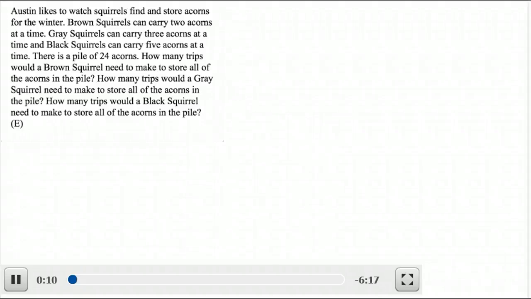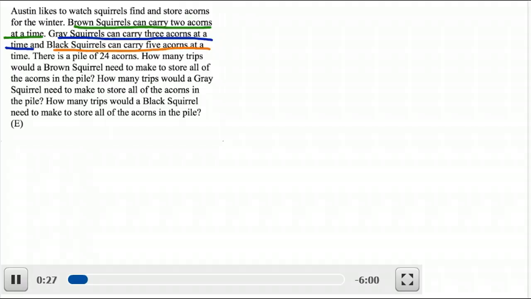Problem says Austin likes to watch squirrels find and store acorns for the winter. Brown squirrels can carry 2 acorns at a time. That's one important piece of information. Gray squirrels can carry 3 acorns at a time. And also black squirrels can carry 5 acorns at a time.